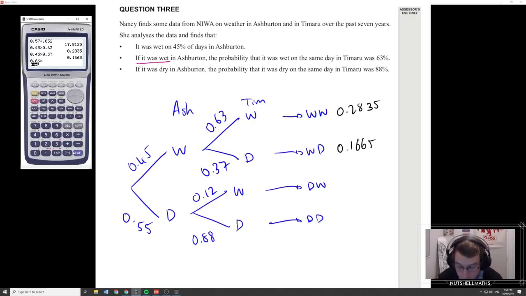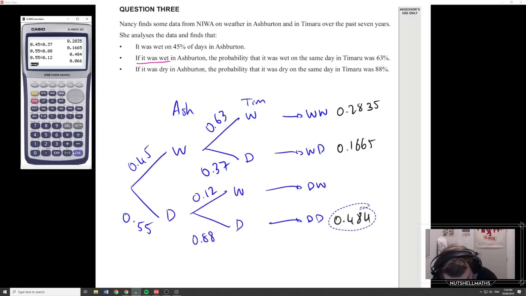0.55 times 0.88, 0.484, and I've done it in the wrong place. That's fine. 0.55 times, I'll fix that, 0.12, 0.06. So let's move this down here. And 0.066. So to do your check, you add all that stuff together.